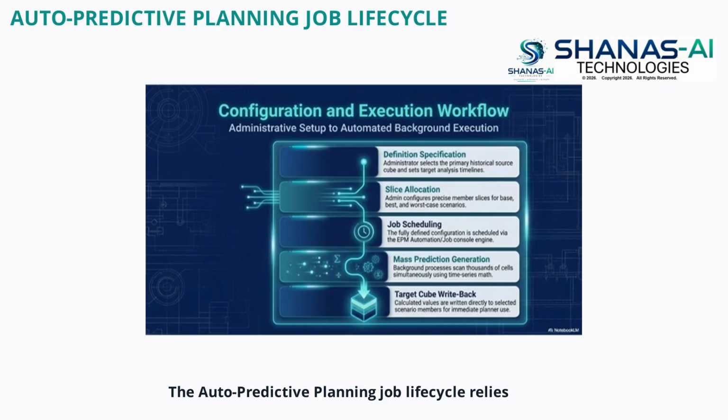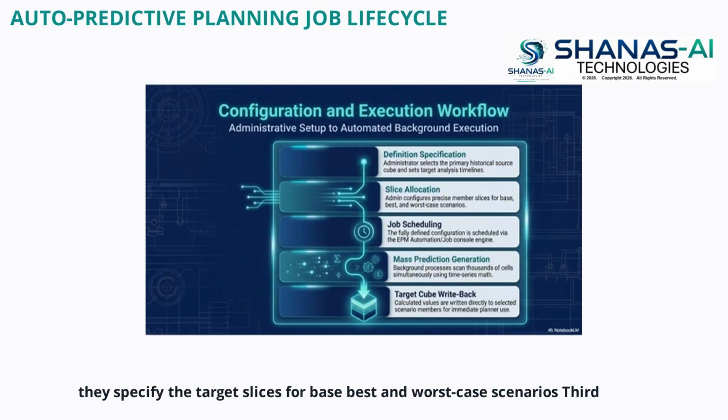Auto-predictive planning job lifecycle relies on a structured 5-stage administrative process. First, the administrator defines the prediction by selecting a historical source cube and defining the analysis timeline. Second, they specify the target slices for base, best, and worst case scenarios.